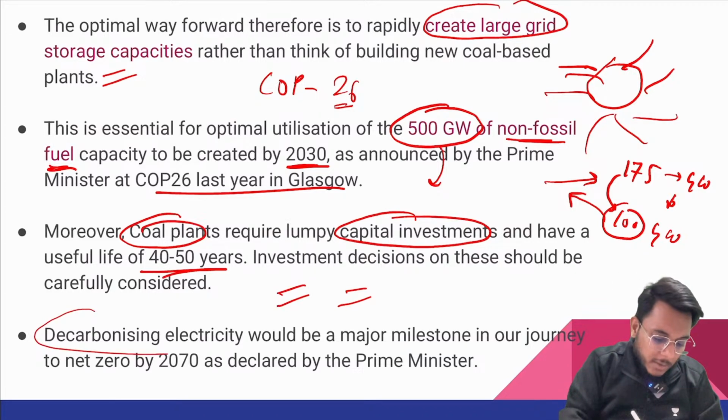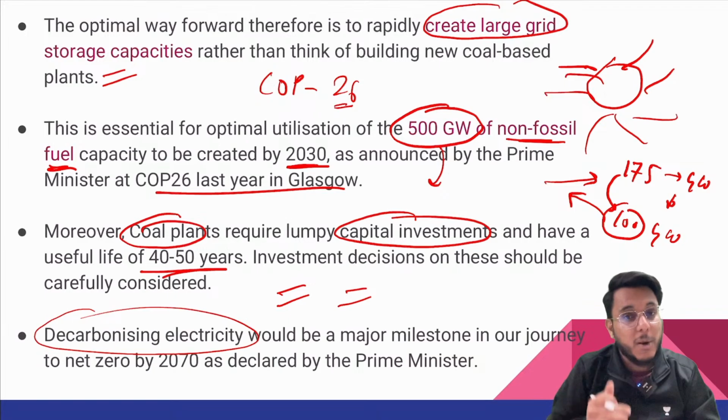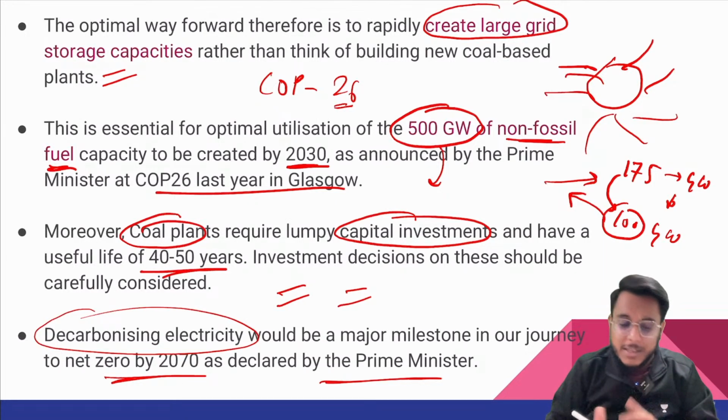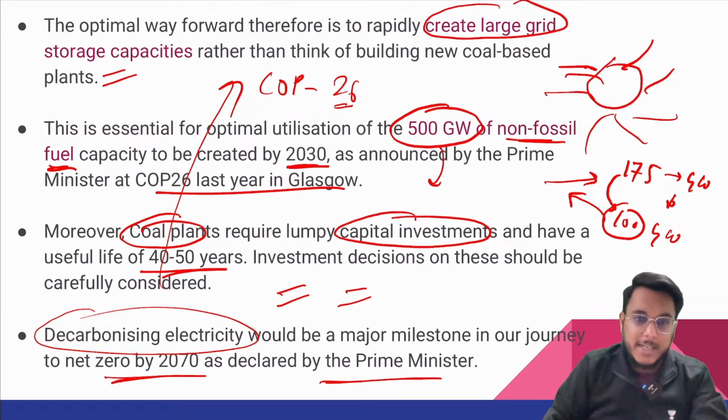Also, guys, understand that decarbonizing electricity has been taken as a national goal, because we intend to become net zero by 2070, and this goal has been declared by the Prime Minister. So the decarbonization of electricity is already a goal, and therefore we need to reduce the reliance on coal. This is something we need to focus on in the present times. Is it clear or not? So guys, that is all about it.